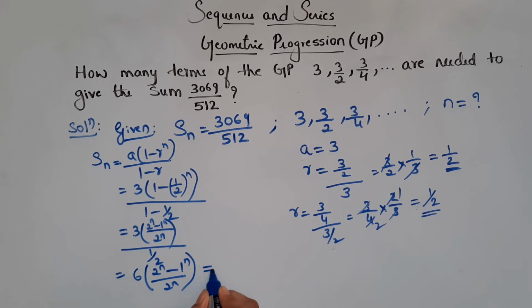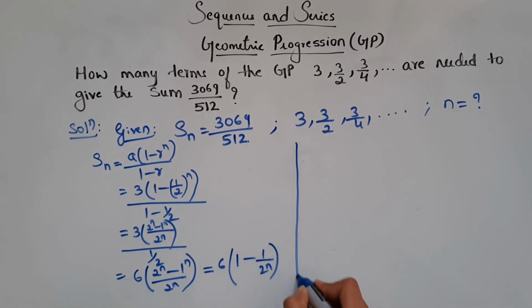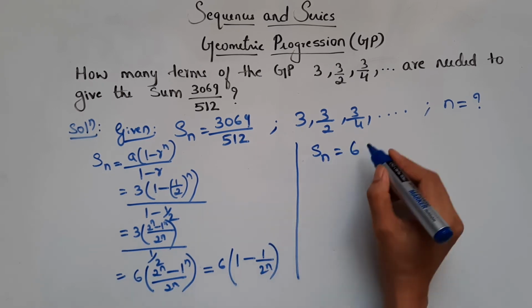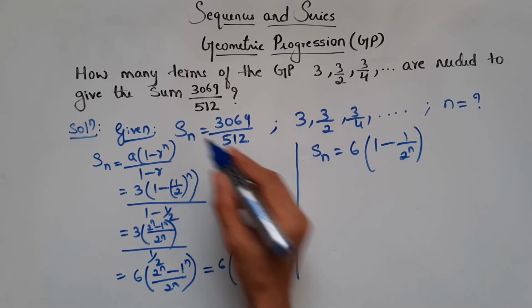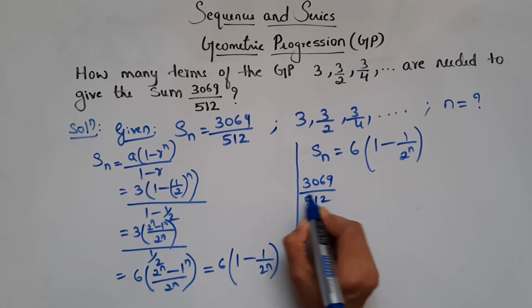Which is equal to 6 into 2 power n by 2 power n, so that will get cancelled. We are left with 1 minus 1 power n. 1 into any number of times will give you 1 itself, so that will be 1 by 2 power n. So let me erase this part and continue. On the left hand side we have Sn, right? So Sn is equal to 6 into 1 minus 1 by 2 power n. We know Sn is given, 3069 by 512, this implies.